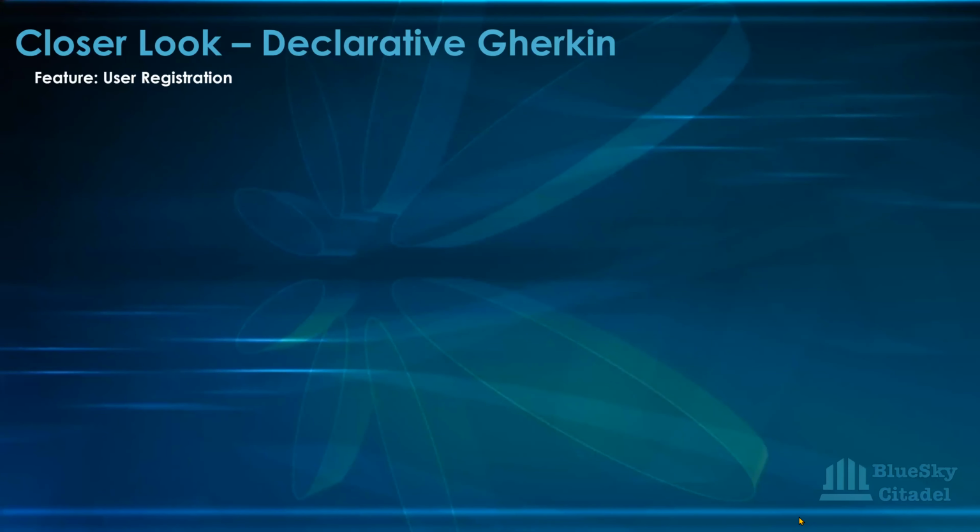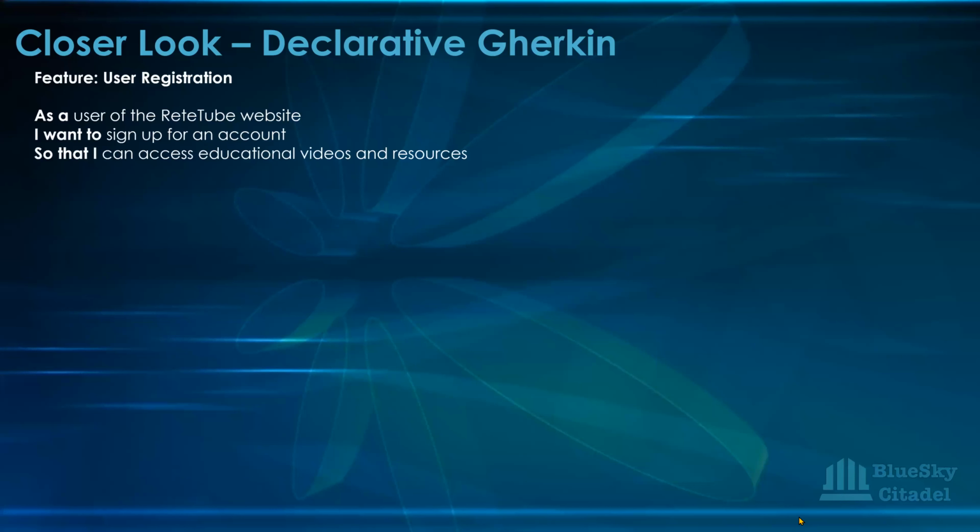So in this example, we're using the same feature, declarative. What is the feature? User registration. What do we want to achieve? As a user of the website, I want to sign up for the account so that I can access resources, the videos and educational resources on there. So the scenario, the same exact scenario, the same exact feature.